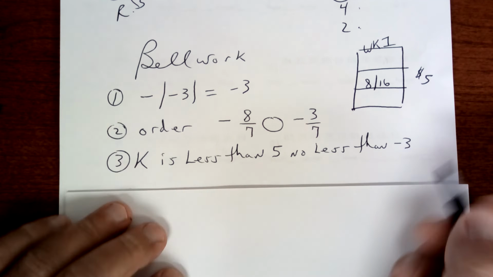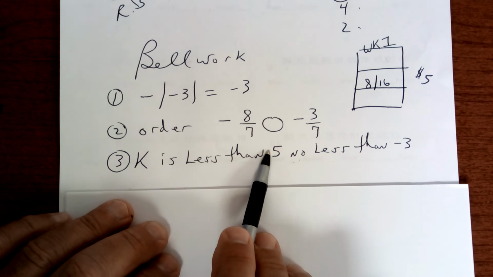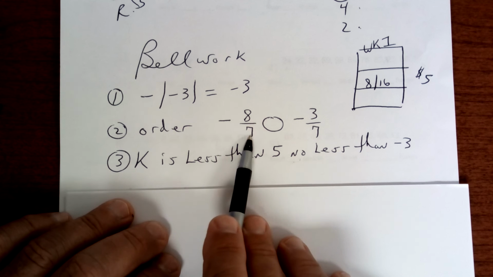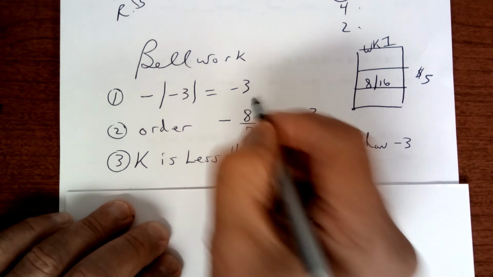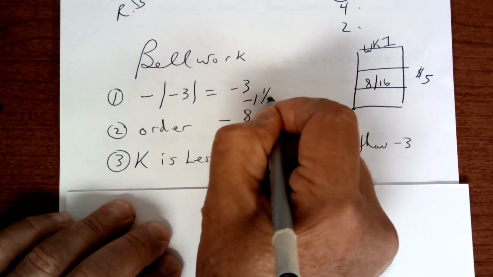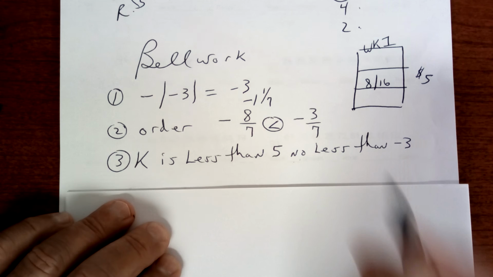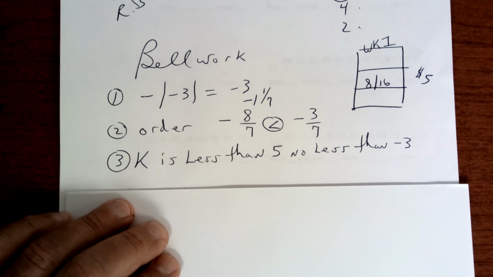This one right here, the bigger the negative, the smaller the number. This negative is a -1 1/7, and that's a bigger negative than that one. So that's smaller. I'm going to say it again: the bigger the negative, the smaller the number.